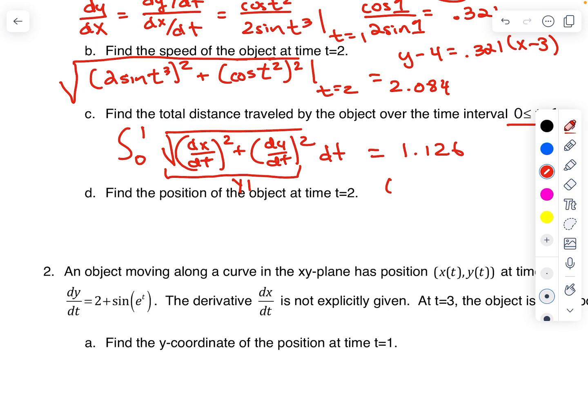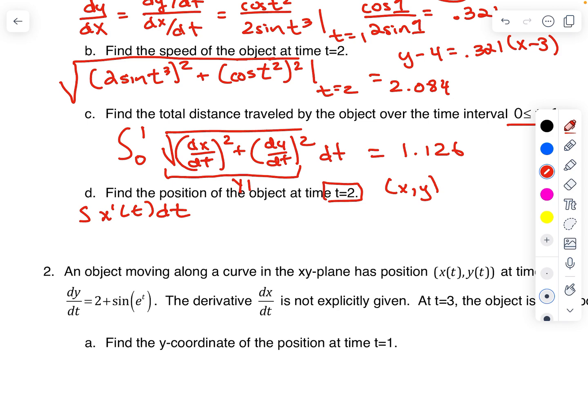Okay, lastly here, I want the position of the object at time t equals 2. So that means the position is your x and y value, okay? But because this is parametric, I need to do the x separately and the y separately. So think about, how do I get the x coordinate? So we are going to integrate x prime. That will give me my x.